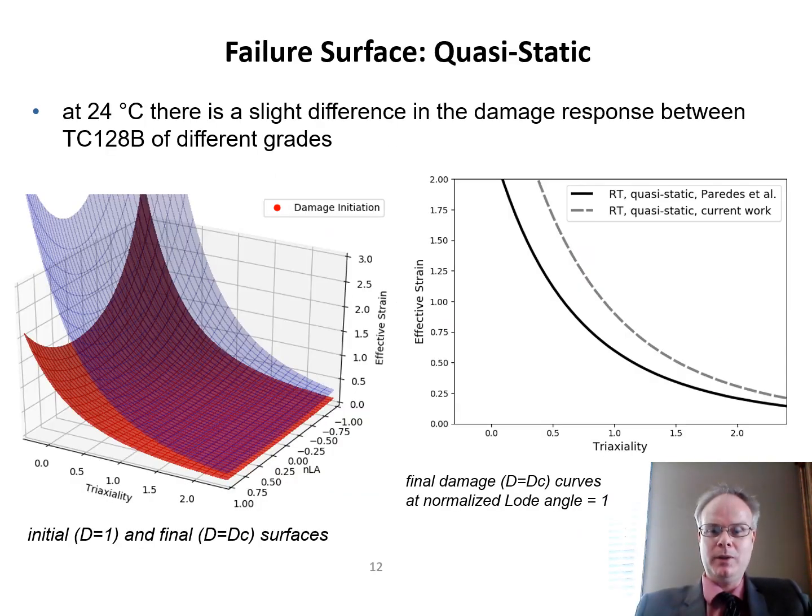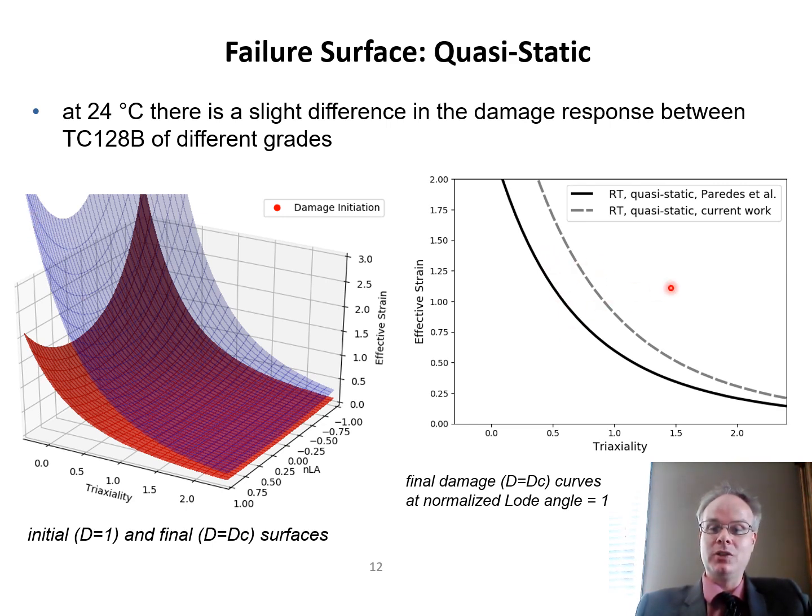Just want to talk a little bit about the MMC failure surface, which is a 3D surface, a function of triaxiality and a function of normalized load angle, which ranges from -1 to 1, with effective strain on the vertical axis. We have an initiation surface; once we initiate the damage, the strength in the element is weakened until it reaches a failure surface, a failure damage level, and then the element is deleted from the simulation.